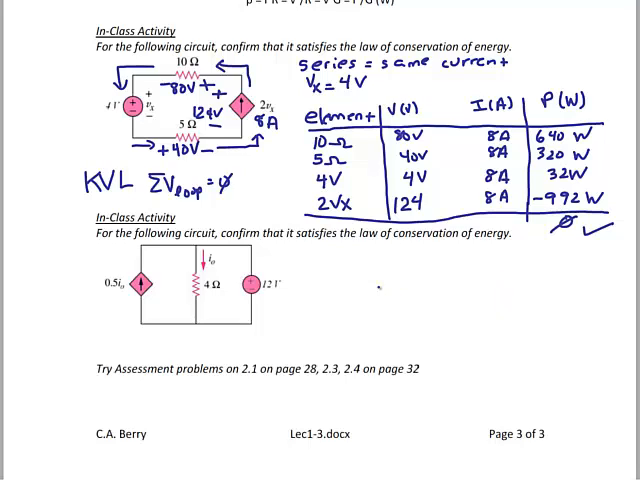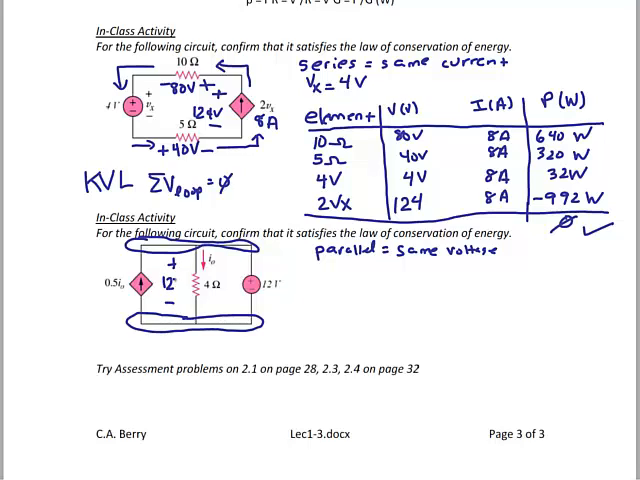Let's try another one. The circuit at the bottom is called a single node pair. It's called a single node pair because all three elements are connected at a node on the top and at the bottom, and they're all in parallel. Remember, elements that are in parallel have the same voltage. Since there's only one voltage source here and it's 12 volts, that means all of these elements are positive on top, negative on the bottom, and have a value of 12 volts.